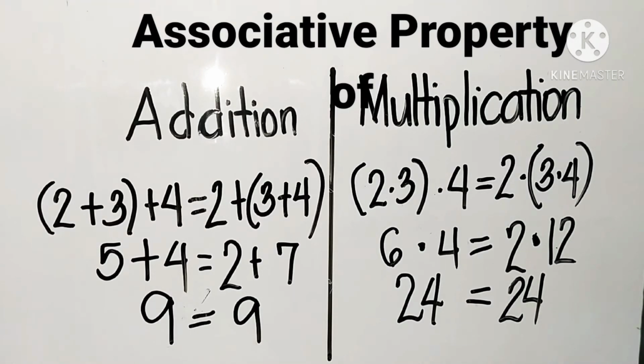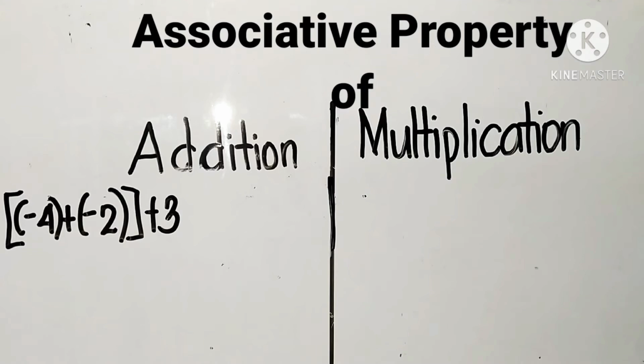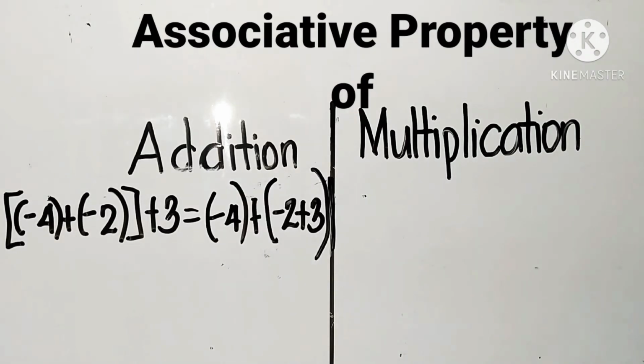Kunyari ang binigay sa inyo for addition is ganito. So, quantity negative 4 plus negative 2 plus 3. Ang lalabas kapag nire-group natin is negative 4 plus quantity negative 2 plus 3. To compare yung both na arrangement, gagawin ulit natin yung ginawa kanina, which is unahin mo nang isolve yung mga nasa loob ng parentheses or brackets.